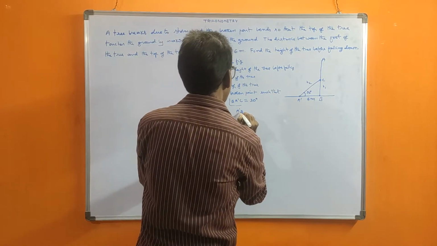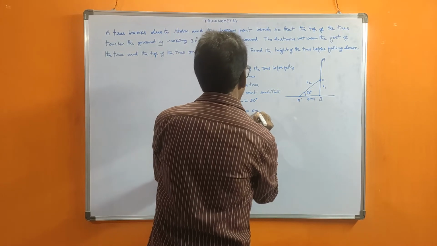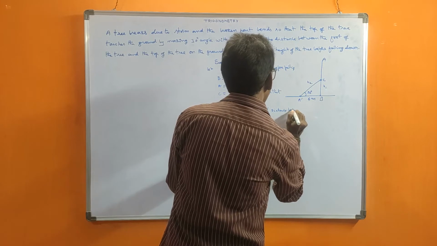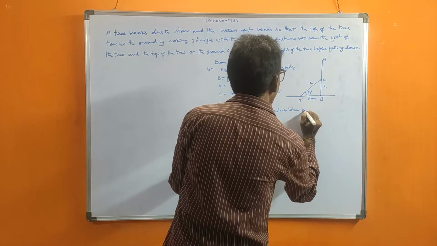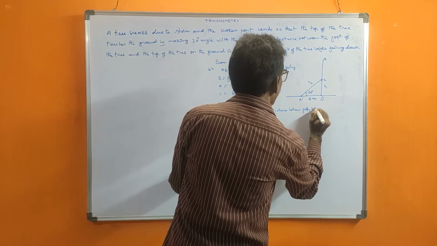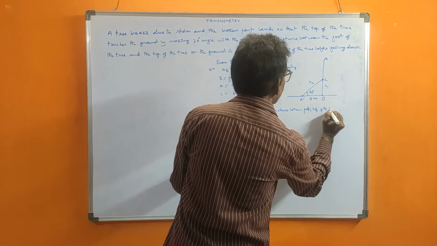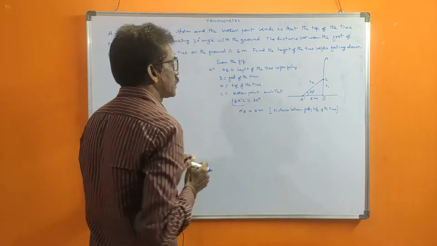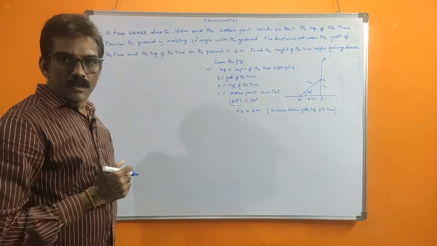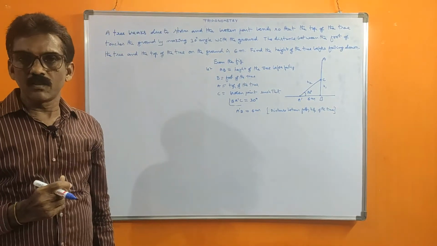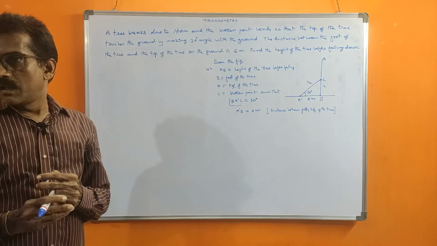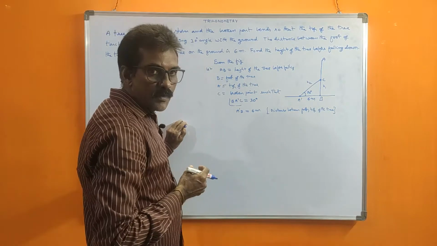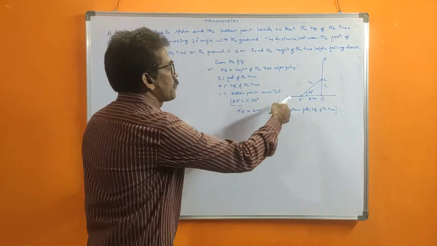A dash B is equal to 6 meters. What is this one? The distance between the foot and the top of the tree. Foot and top of the tree, distance between A dash B, 6 meters. This is the given data. Understood?